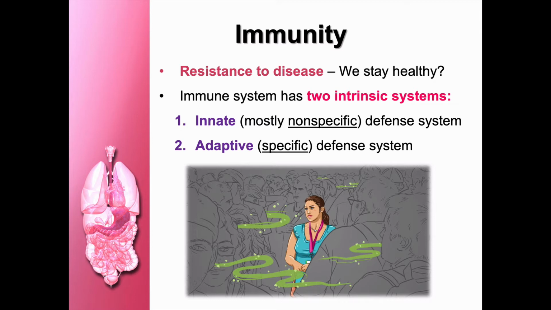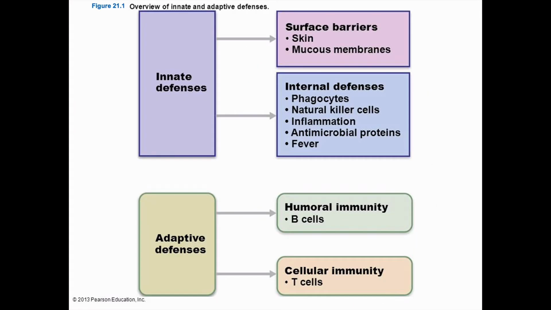Now, many people suffer from a lot of viral infections. If there is good resistance in the body, then we are able to defend against viral infections. So you have two types of immunity inside the body: innate immunity and adaptive immunity. Innate immunity is mostly a non-specific defense system. Adaptive immunity is a specific type of defense system in the body.